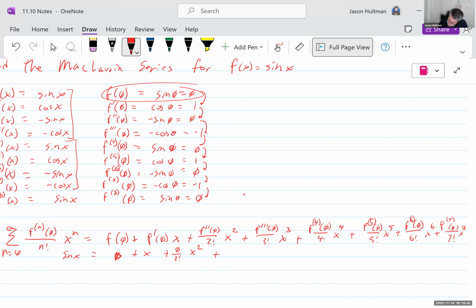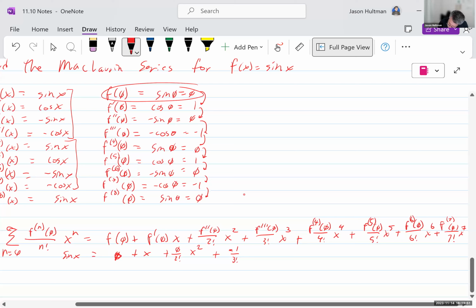Okay, plus, what's the next one? The next one is negative 1, so this is negative 1 over 3 factorial x cubed. And then the next one is 0 over 4 factorial x to the 4th. The next one is 1 over 5 factorial x to the 5th. The next one is 0 over 6 factorial x to the 6th. And the next one is negative 1 over 7 factorial x to the 7th. And again, we could go on forever if we wanted to.